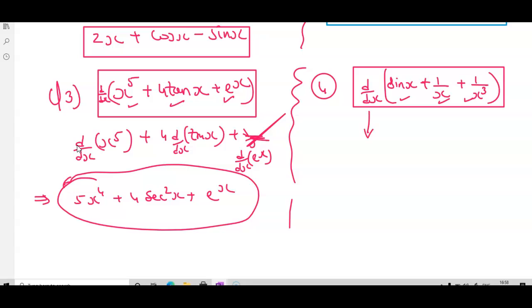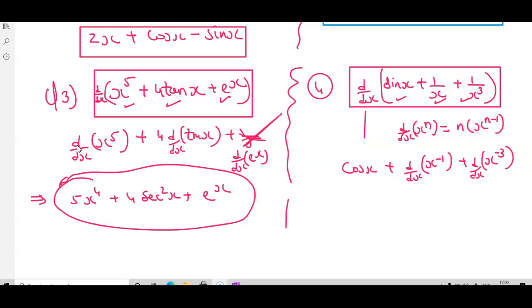Now I am just writing the answer directly. Derivative of sin x is cos x. Now what to do with the 1 upon x? It is x to the power minus 1, and similarly derivative of this is x to the power minus 2, and derivative of cos x we have already done. It is cos x, x to the power minus 2, it is minus 3, writing in a standard form.